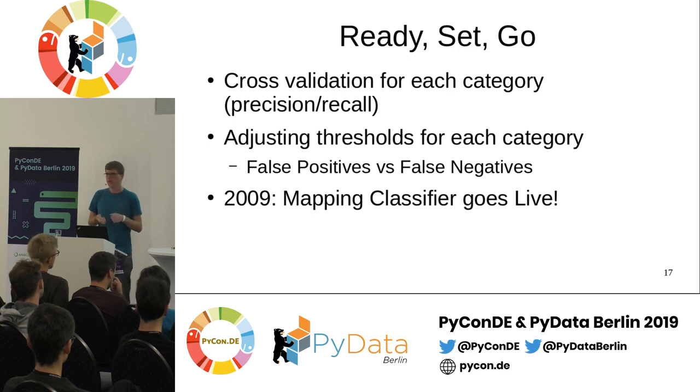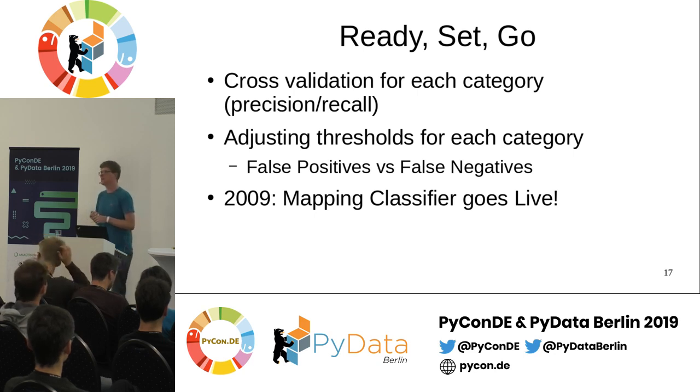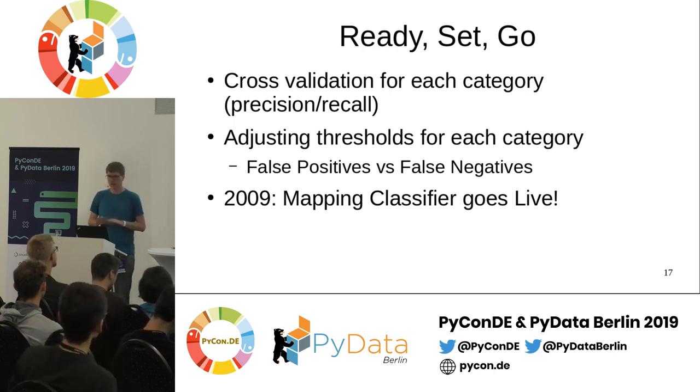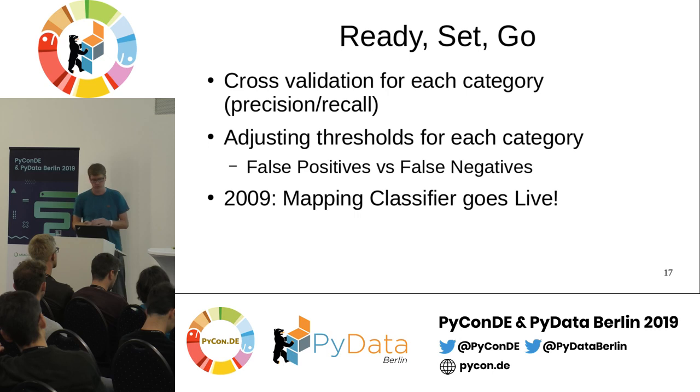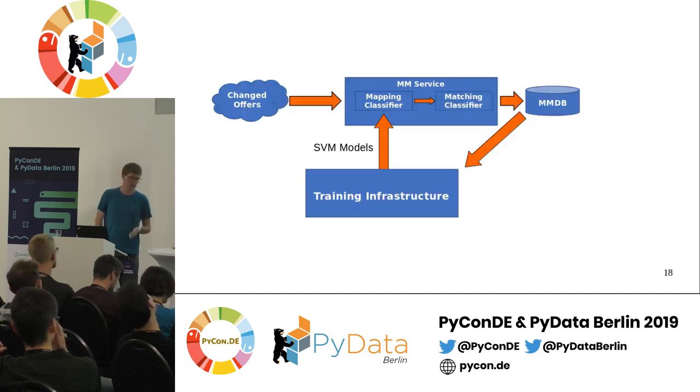For example, back then we had a certificate which guaranteed there's no erotic stuff on our webpage. So we really had to make sure that everything that's for marital hygiene is categorized into the correct category, erotic, and filtered out and never shows up on our webpage. So there you adjust the threshold to be a little bit lower, so you make sure everything really goes into that category that needs to be there. Then in 2009, the mapping classifier goes live. So this was the system's architecture.